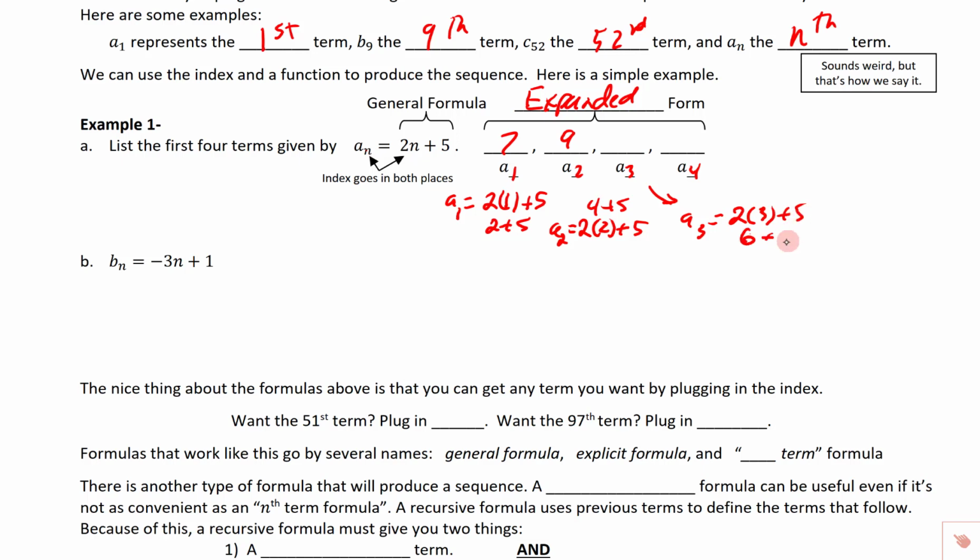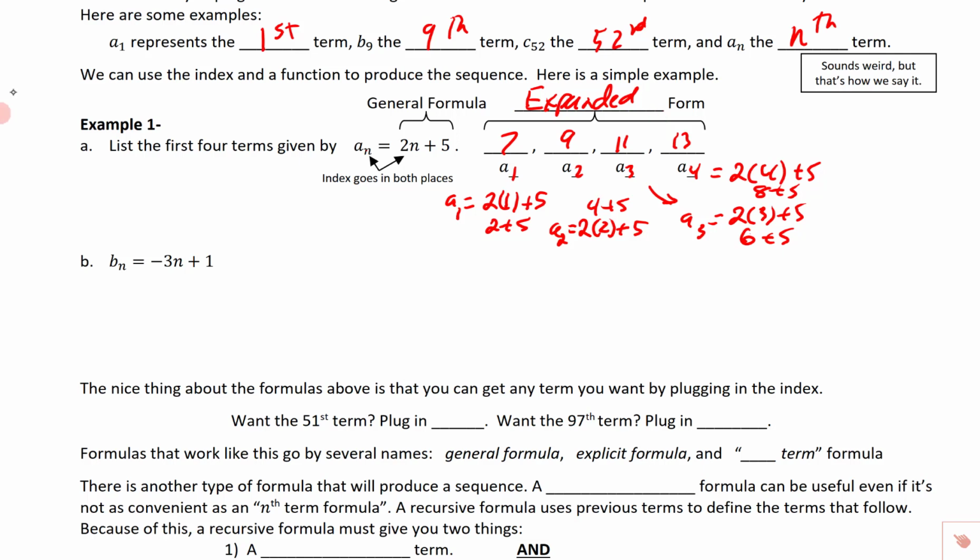That's going to be 6 plus 5, so we end up with 11. And then this last one, this is going to be 2 times, we'll put a 4 in where the index went, again right there, and then we're going to add 5, so this is going to be 8 plus 5, so we're going to end up with 13. So we end up with this nice easy pattern here: 7, 9, 13, 11, 13, and then you can kind of imagine that this is going on. They only asked us for 4 terms, so we're going to stop right there.